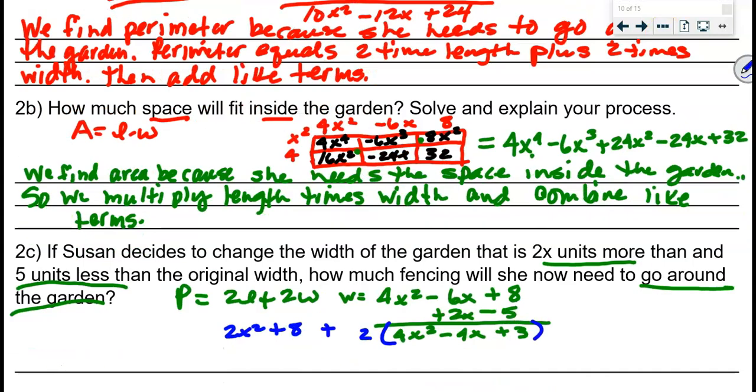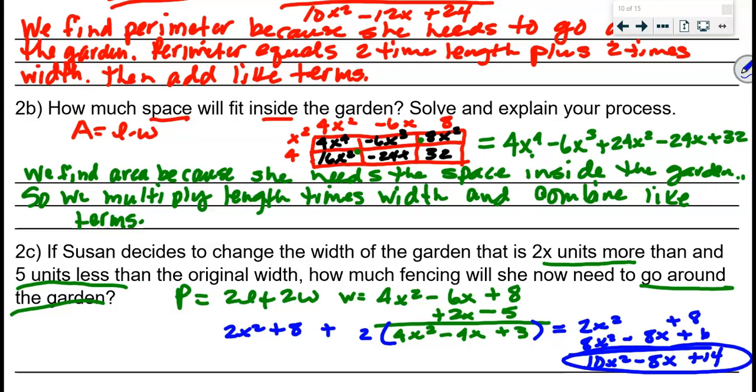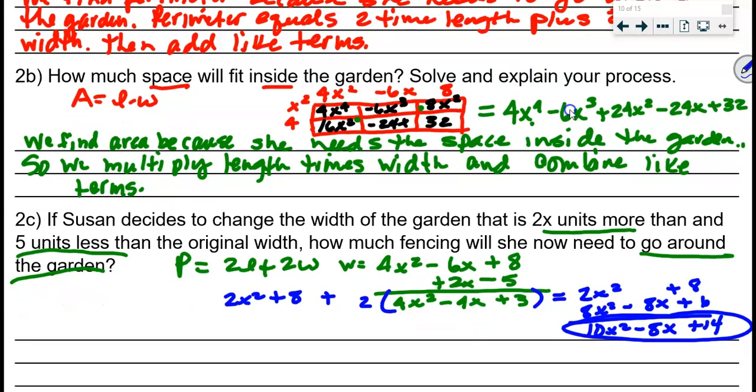So I'm going to pull it over here so we have room on the bottom. So we're going to get 2x squared. And I'm going to do plus 8 here, and then we're going to do this. So that's going to give us 8x squared minus 8x plus 6, right? So that's going to give us 10x squared minus 8x plus 14. That's our new perimeter, okay?